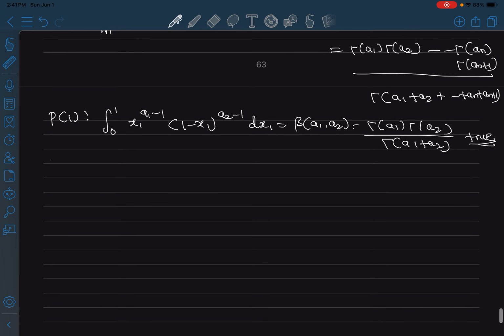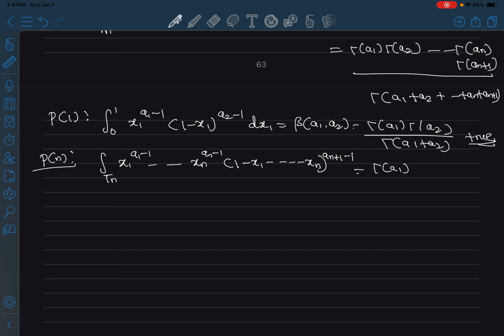Okay, now let's assume that this is true for n dimensions. So that means in the n-dimensional simplex, this formula holds true, right? xn to the power an minus 1. It's so difficult to write this formula actually because it's so long.